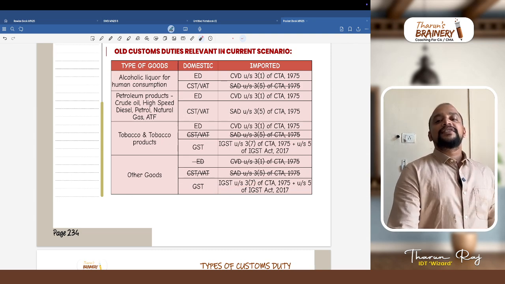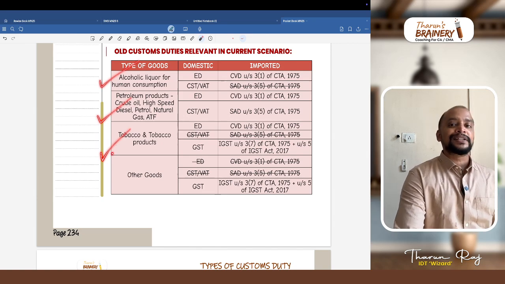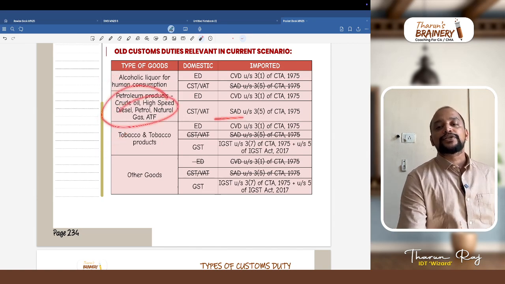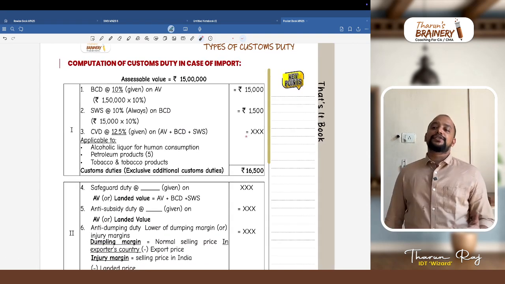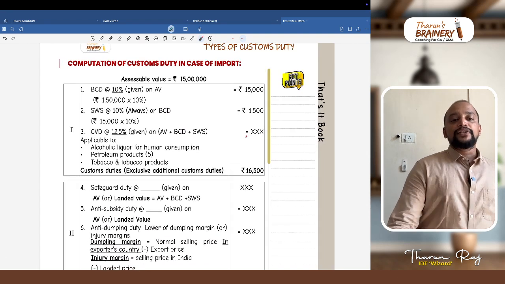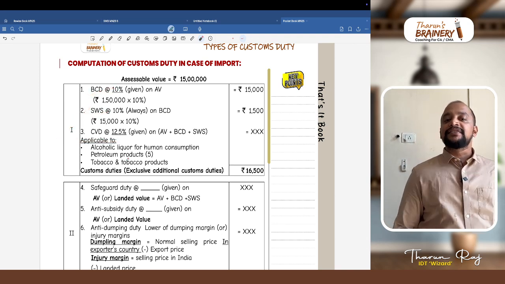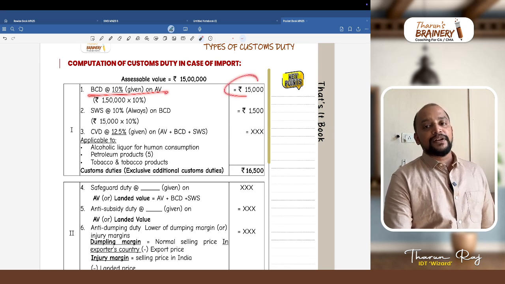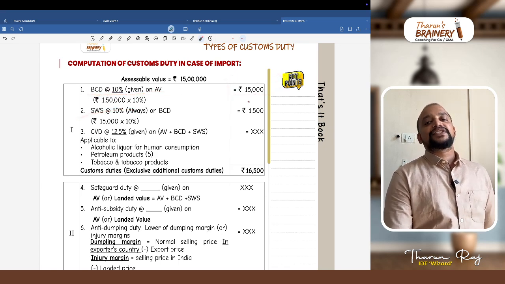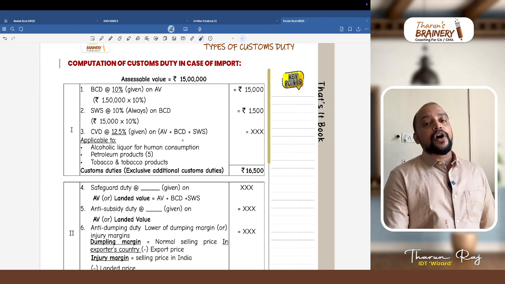Therefore, CVD is applicable in case of alcoholic liquor for human consumption, petroleum products, tobacco and tobacco products, whereas SAD is applicable only in case of petroleum products. Then computation of customs duty: first we need to take the assessable value, and then there are 3 steps. In step 1, basic customs duty, social welfare surcharge and CVD. While computing, basic customs duty at the rate given on assessable value should be taken. Social welfare surcharge will be 10% on basic customs duty. CVD will be given in the question, on assessable value plus basic customs duty and social welfare surcharge.